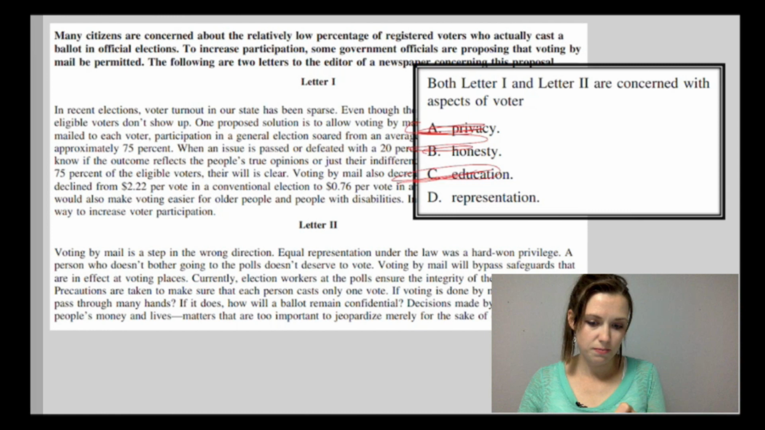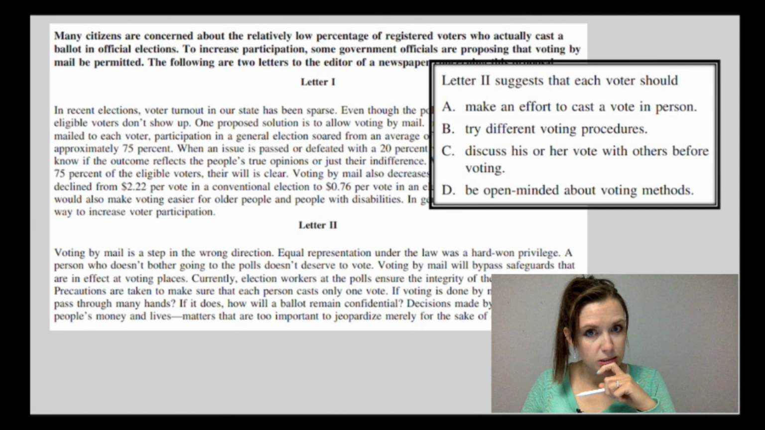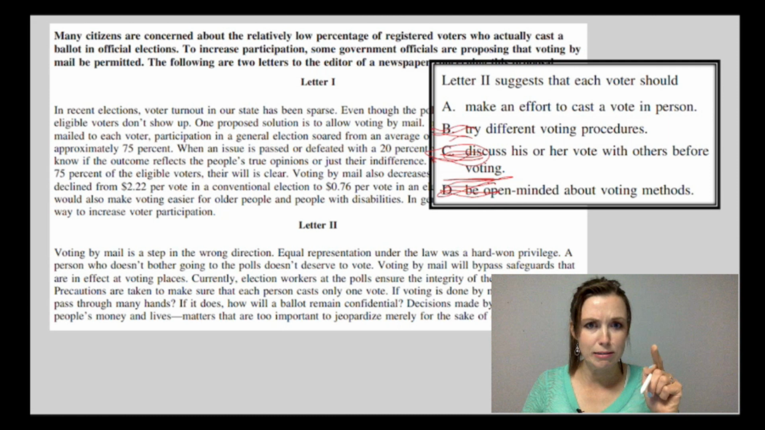Letter two suggests that each voter should make an effort to cast a vote in person. Yeah, they're like, this is what you need to do. You need to vote in person. Try different voting procedures? No, they're like, vote in person. Discuss his or her vote with others? No, vote who you want to vote for. Be open-minded about voting methods? No, this person is not open-minded. They're like, it's this way or not at all. So it's A, vote in person.